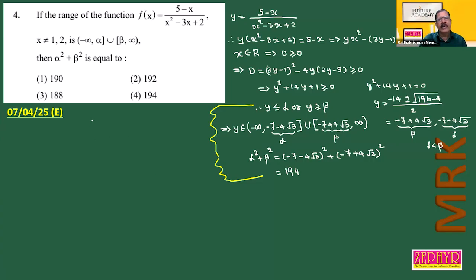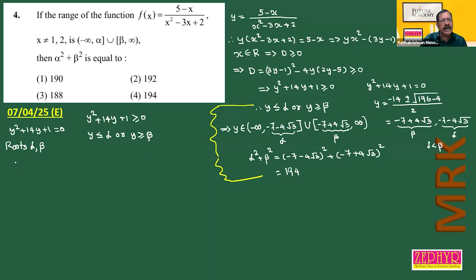I am starting from here, y squared plus 14y plus 1 greater than or equal to 0. Y squared plus 14y plus 1 is equal to 0. Let us assume the roots alpha, beta. Then y less than or equal to alpha or y greater than or equal to beta.